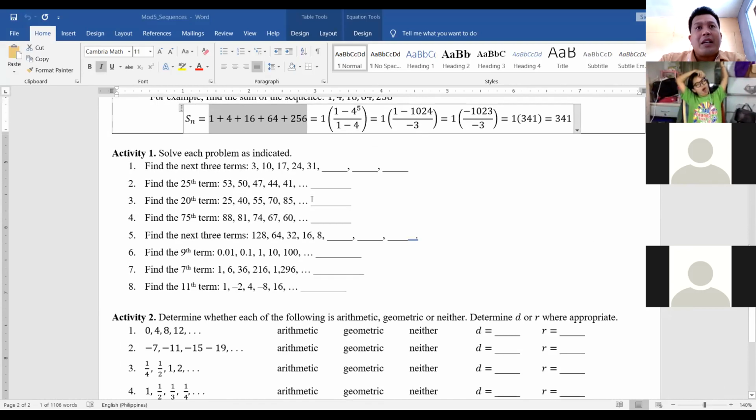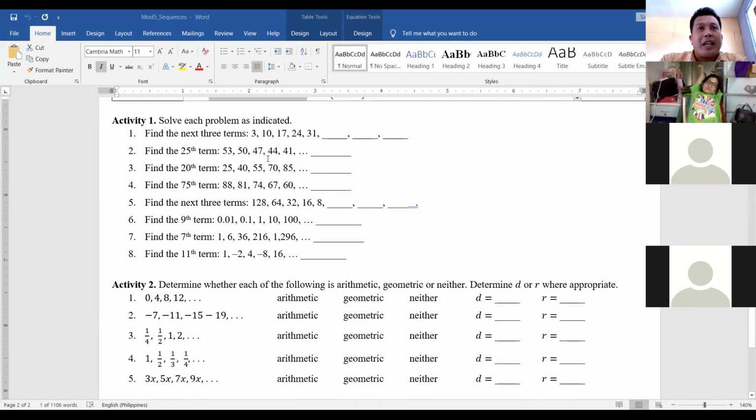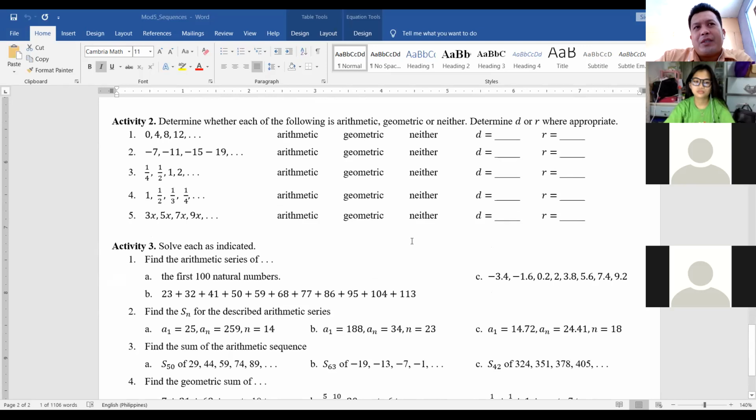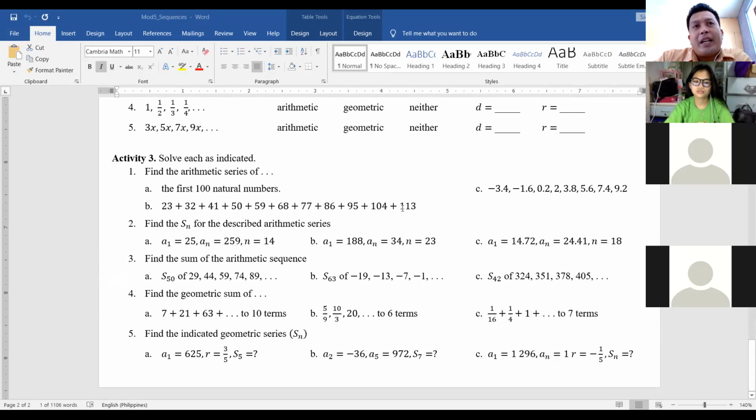So in activity 1, you just have to find the next number in the sequence. Whether this is arithmetic or geometric, you have to find a way to know it. And how will you do it? Just find the pattern. If there is a common difference or common ratio, then have it calculated. If there is no common ratio or common difference, find the pattern, because it could be a sequence that is neither arithmetic nor geometric.